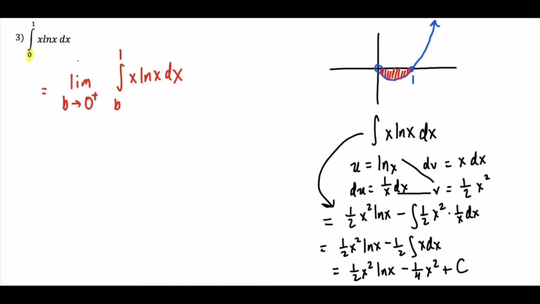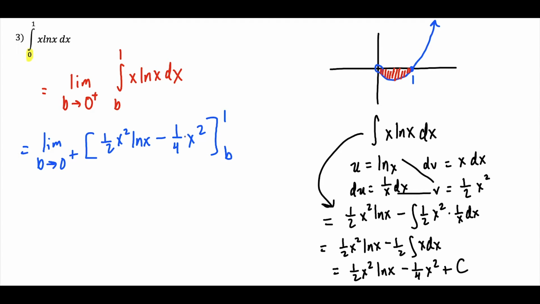But now when we use that information over here, all we're going to do is rewrite our limit as b approaches 0 from the right. And now the antiderivative could go here. We have 1/2 x squared natural log x, and we've got minus 1/4 x squared. And our limits are going from b up to 1. Remember, we don't need the plus c here because we're dealing with a definite integral for this expression over here.